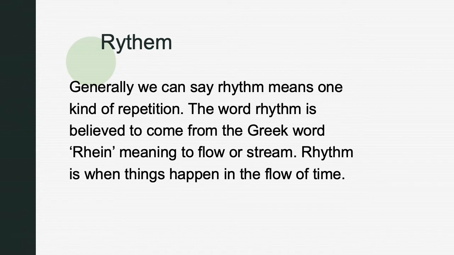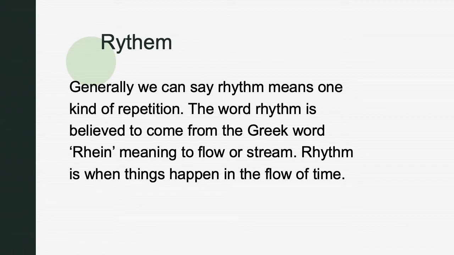Now, what is rhythm? Generally, we can say rhythm means one kind of repetition. The word rhythm is believed to come from the Greek word rhythmos, meaning to flow or stream. Rhythm is when things happen in the flow of time. It refers to continuity, recurrence, or organized movement in space and time.